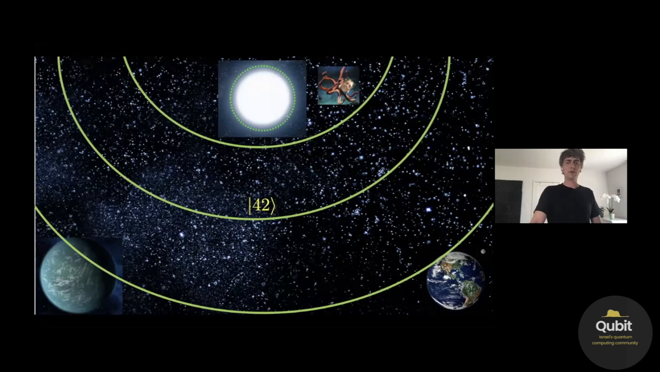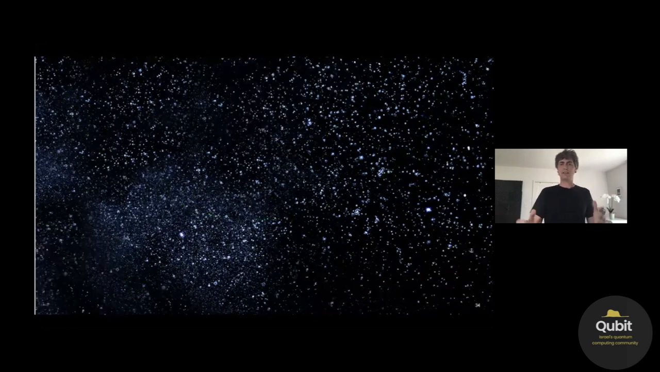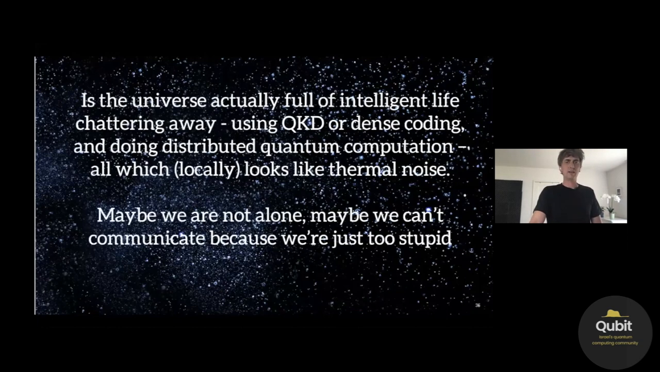So maybe when we're looking at the sky, we think, oh, we're all on our own. Nobody likes us. Nobody wants to talk to us. Okay, but maybe there's already this giant entanglement network out there. And the aliens who are sophisticated enough, they would be using it to do things like QKD or superdense coding, or more robust quantum coding or different things.